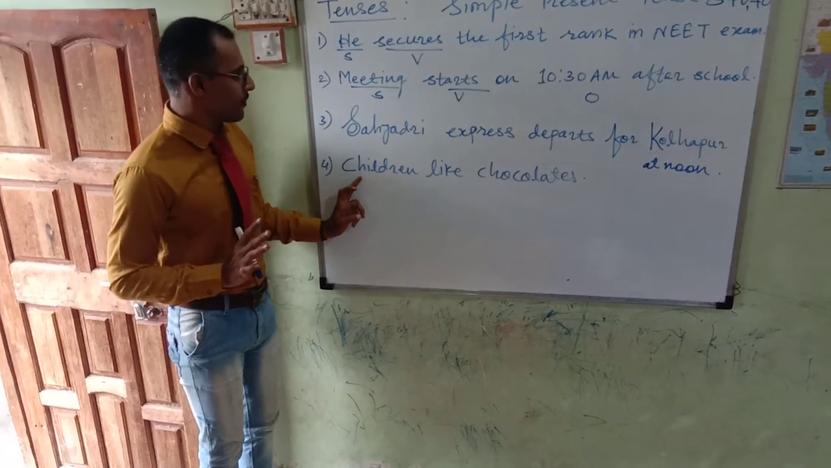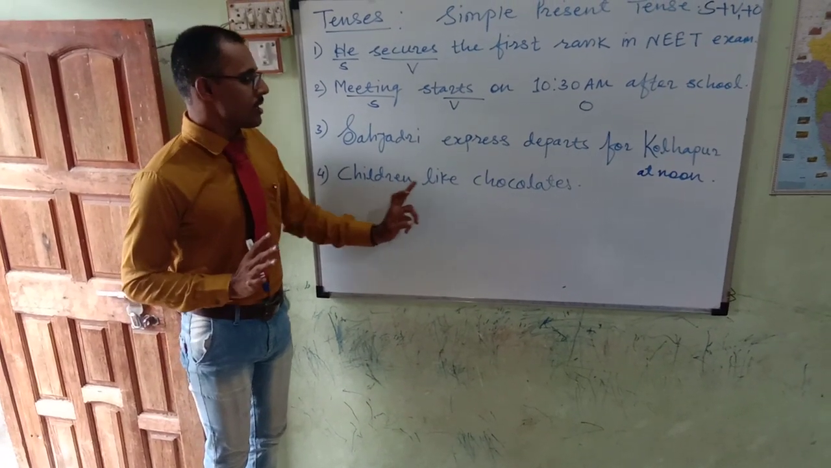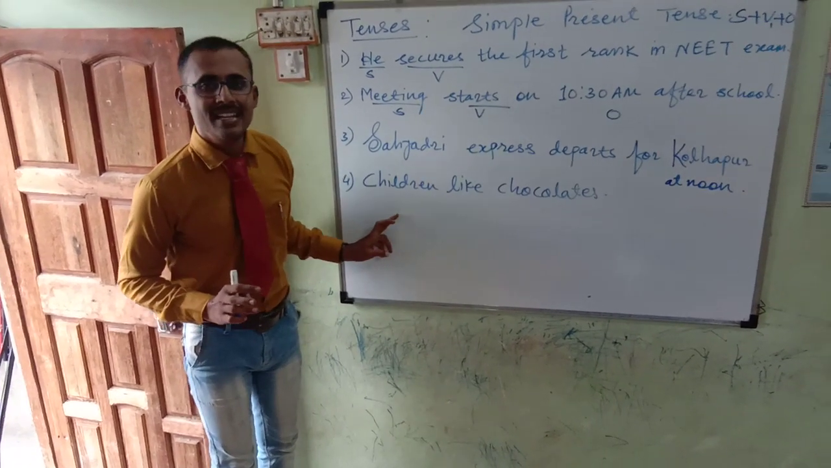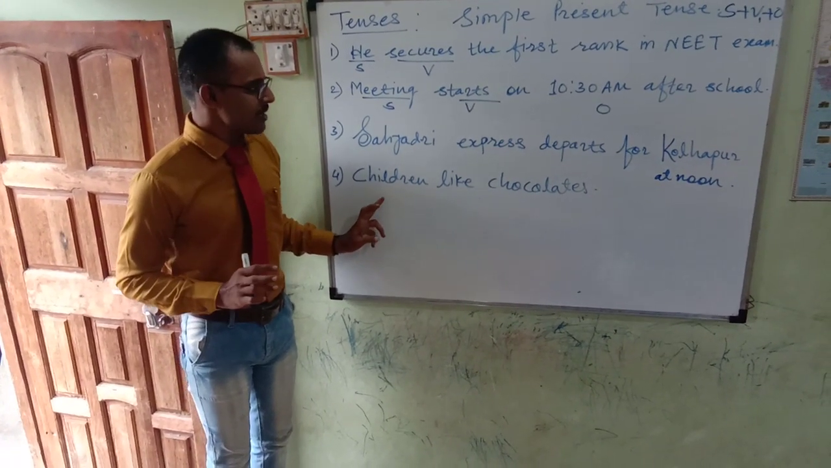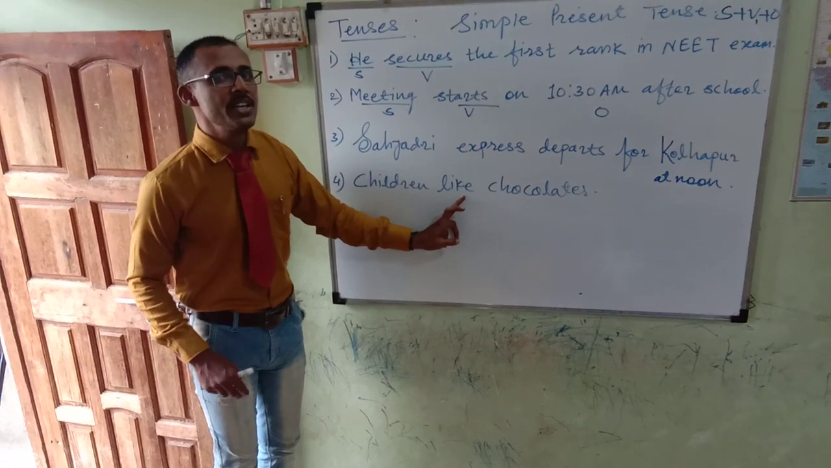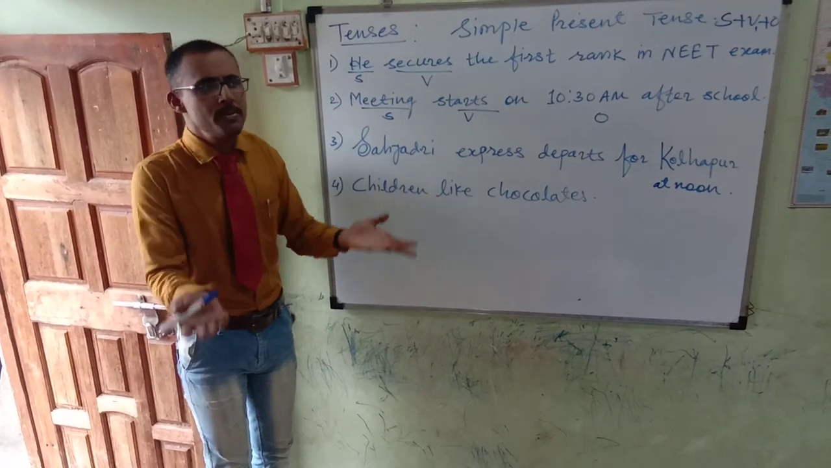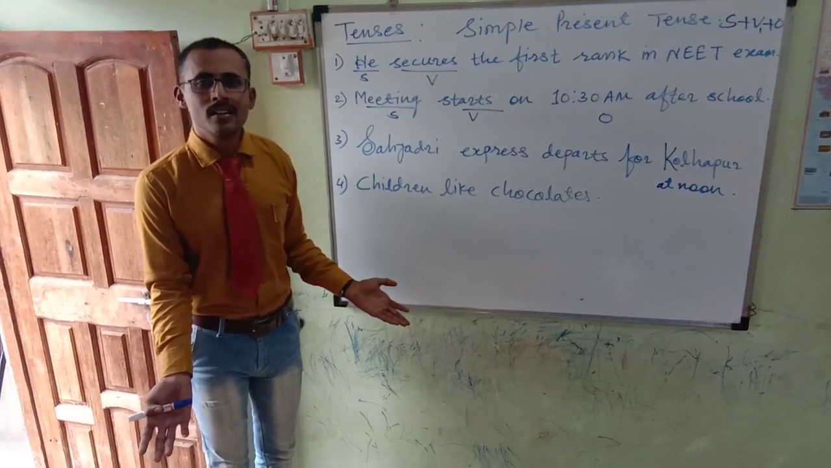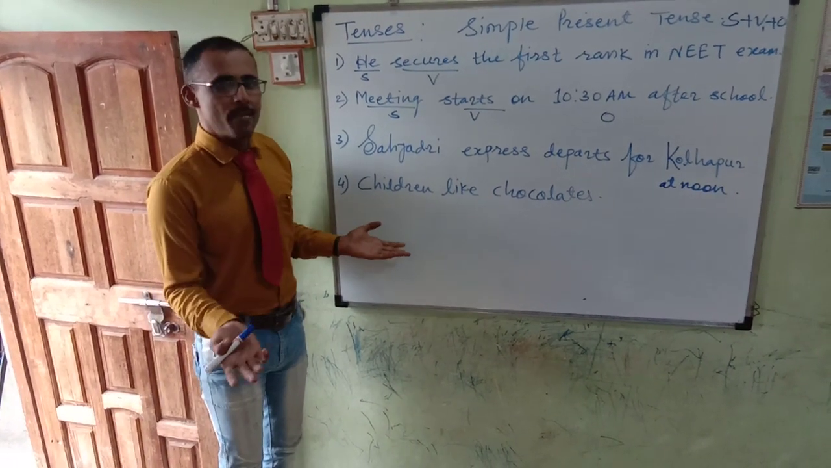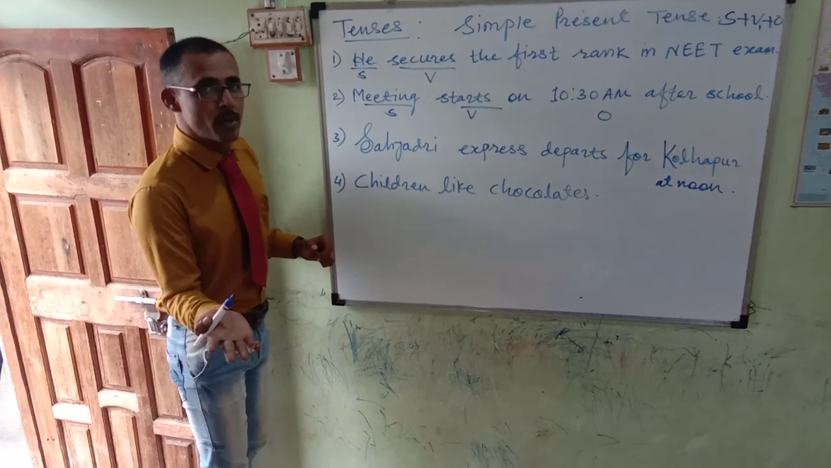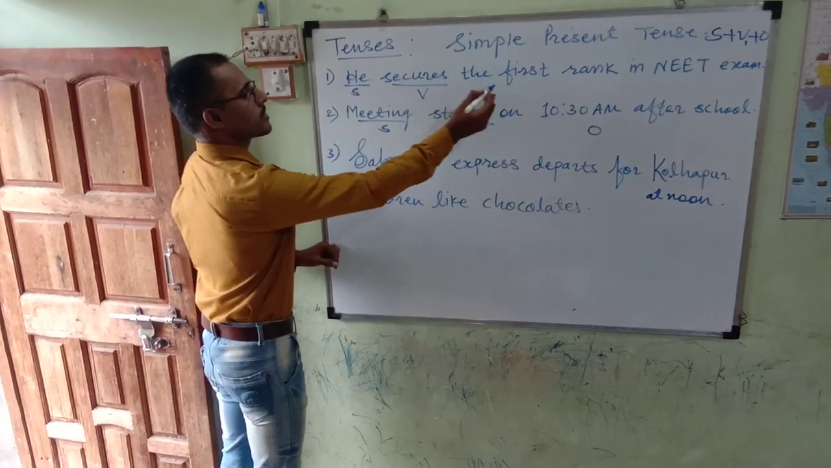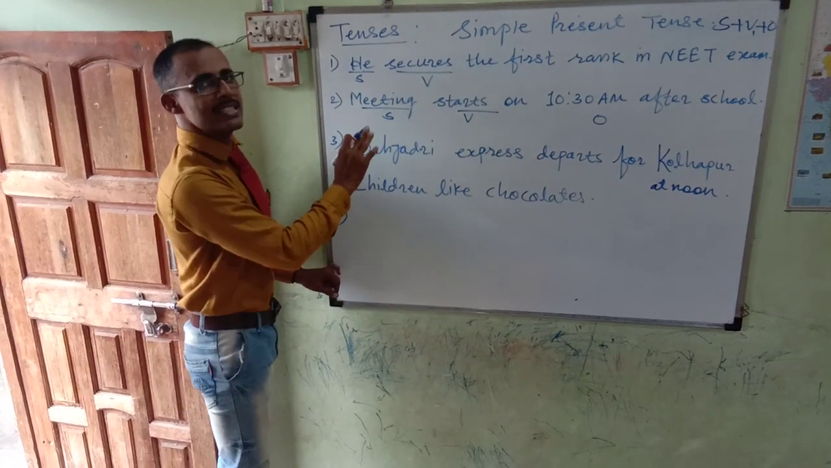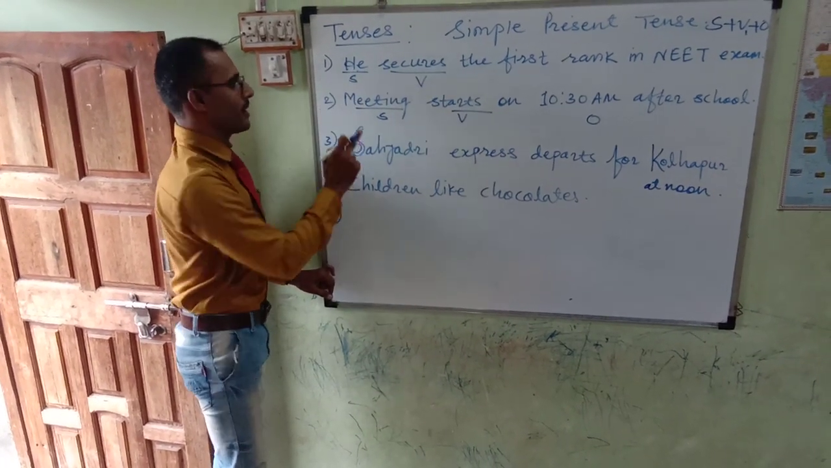Okay, now the fourth sentence. Children like chocolates. This also is a habit. Here we cannot use continuous tense. Here are habitual things. I like food. Children like chocolate. This is the habit. So now we'll use singular and plural in this sentence. He secures the first rank in NEET exam.